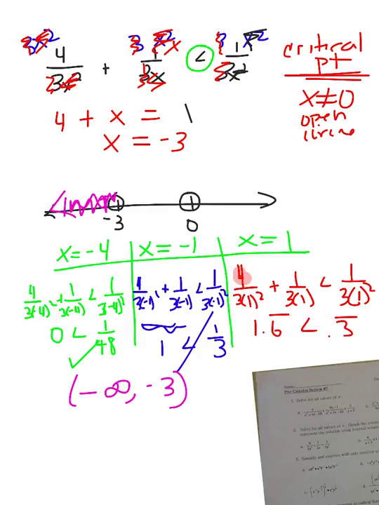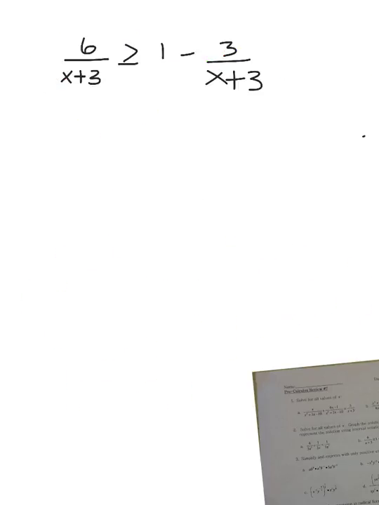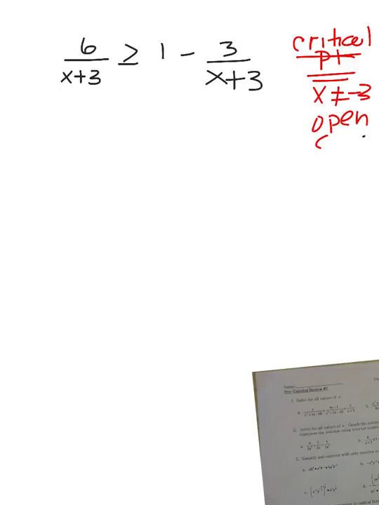Okay, so let's take a look at 2B. For 2B, same thing. We first want to find the critical point, which is x cannot be equal to negative 3. Remember, that's an open circle. Now I want to get the denominators to be 1. So I have to multiply everything by x plus 3. Don't forget that 1 in the middle.